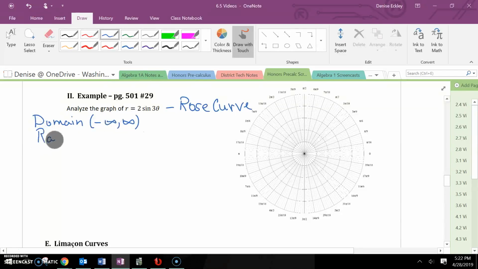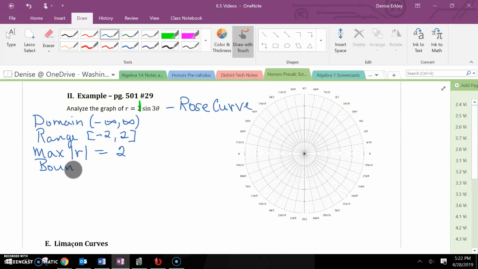The range is found by negative a to a, and a is going to be 2, so it is from negative 2 to 2. Those are our range values. The max r is going to be the absolute value of a, which is 2, and this is a bounded function.